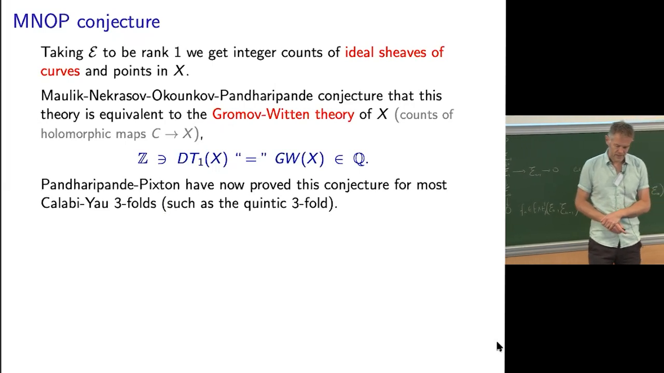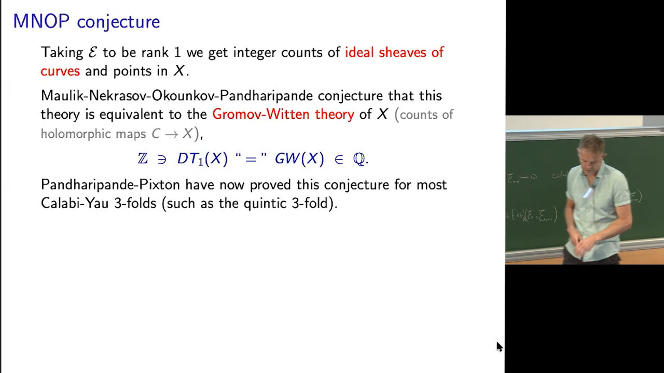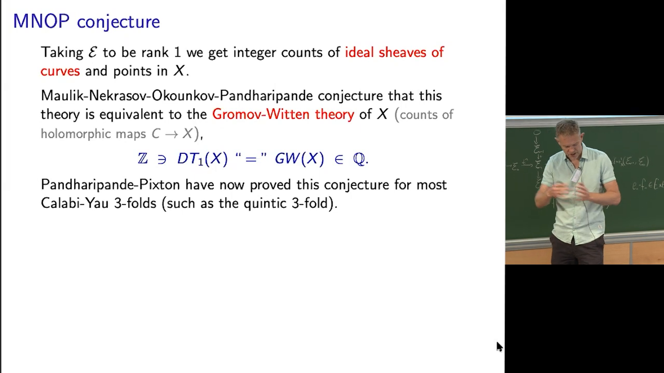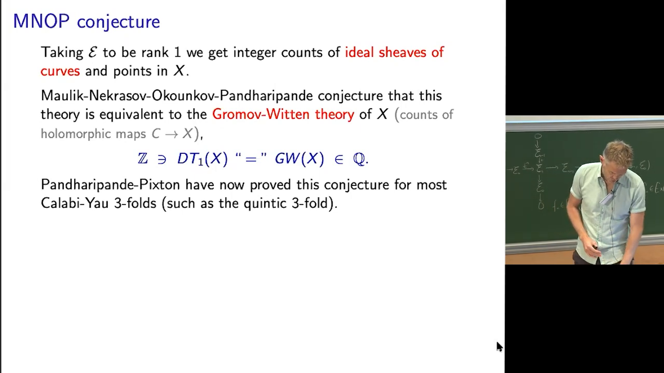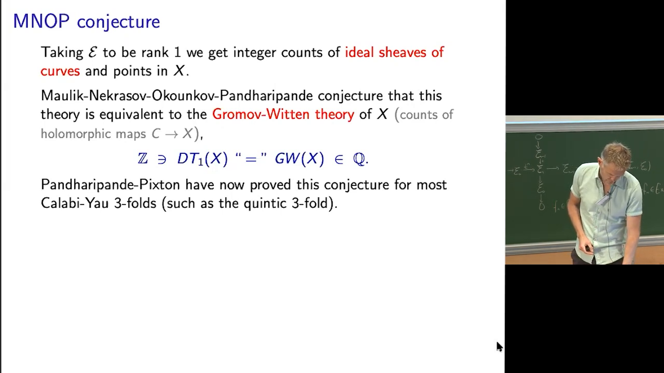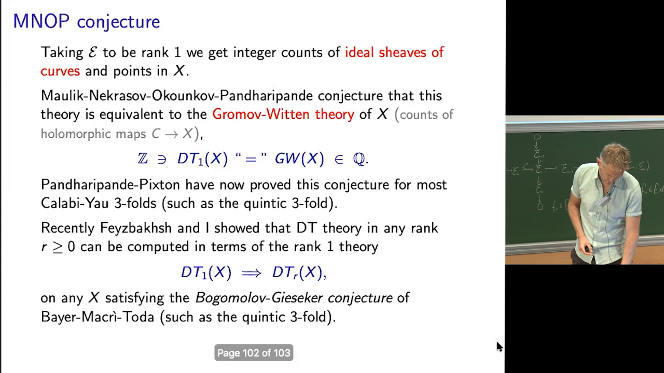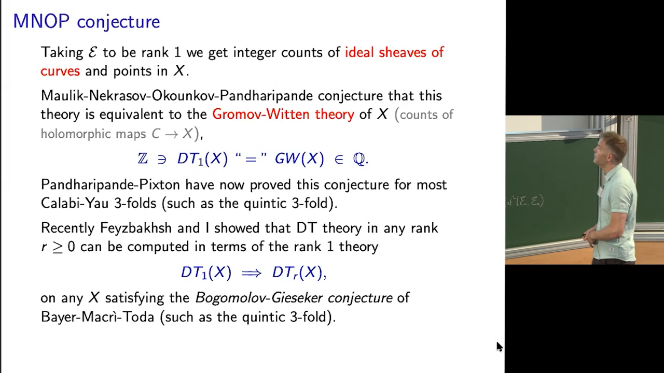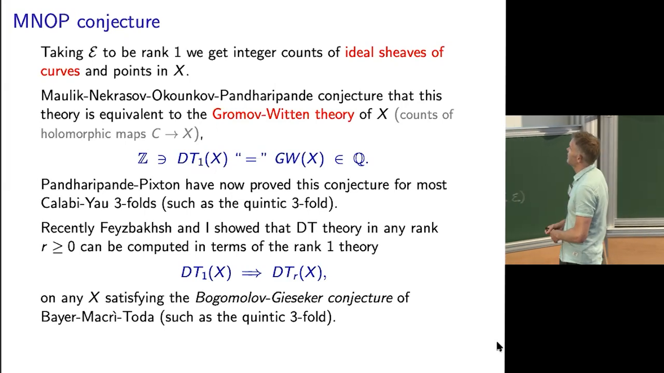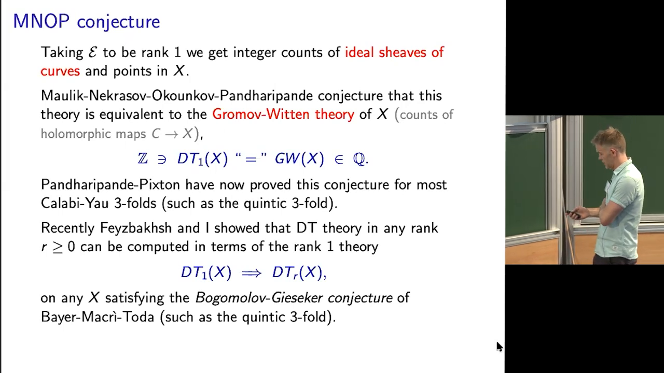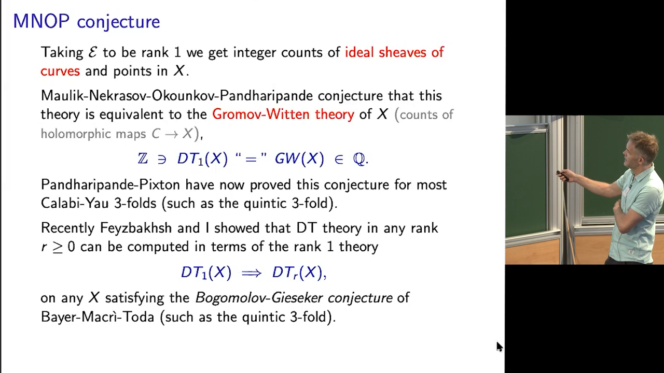And Pandharipande and Pixton have now proved this conjecture for most Calabi-Yau threefolds that can be degenerated, under various moves, covers, degenerations, and so on. If you can eventually write them in terms of toric pieces, then they've proved it for you. So this is really a theorem. And then recently, Richard Thomas and I have shown that the DT theory in higher rank is actually governed by the rank one theory. Okay, so the information of curve counting gives you the information of the whole DT theory.